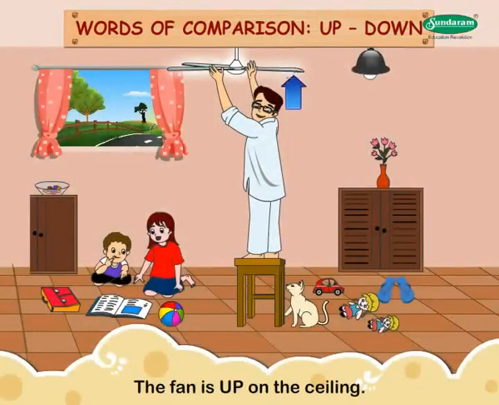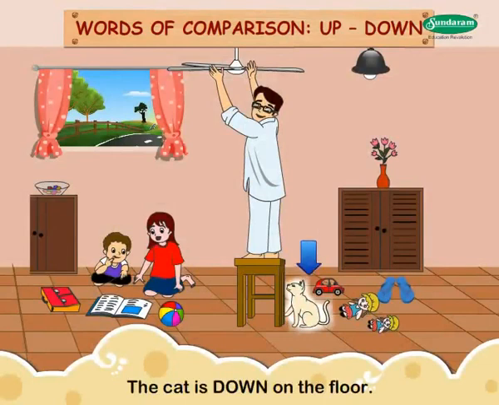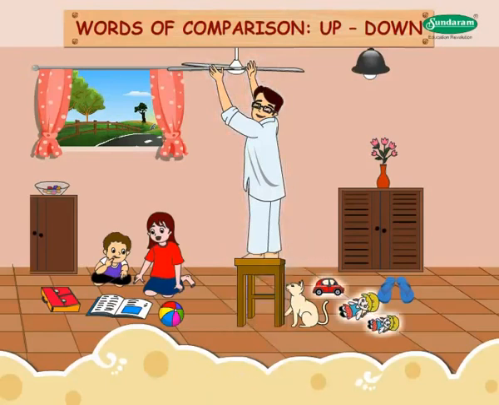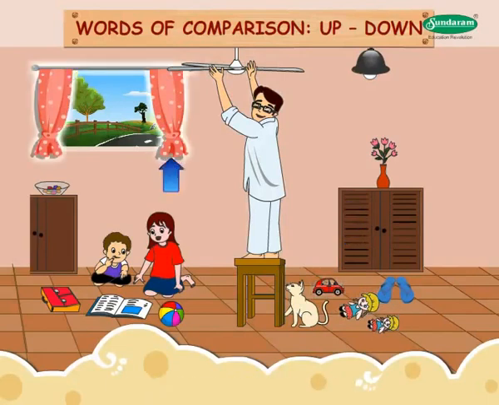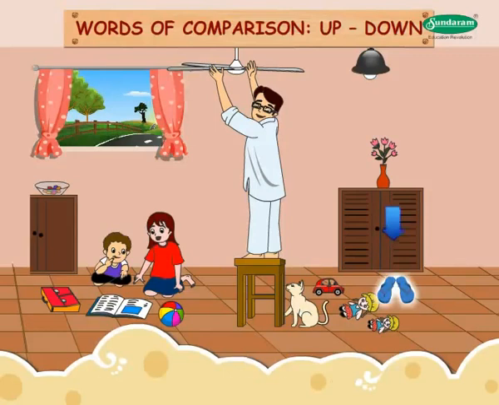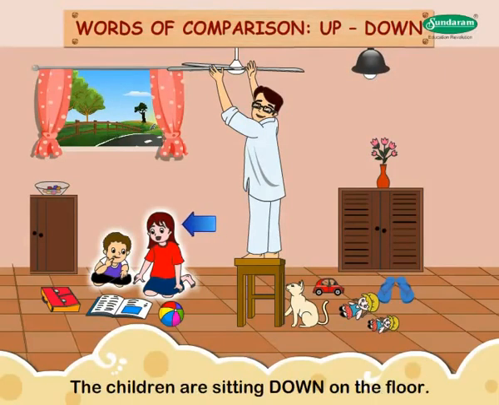The fan is up on the ceiling. The cat is down on the floor. Father is up on the stool. The toy car is down on the floor. The curtain is up on the window. The slippers are down on the floor. The light is up on the ceiling. The children are sitting down on the floor.